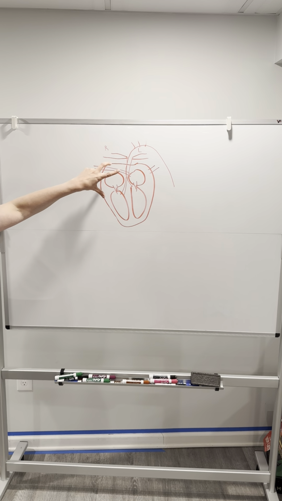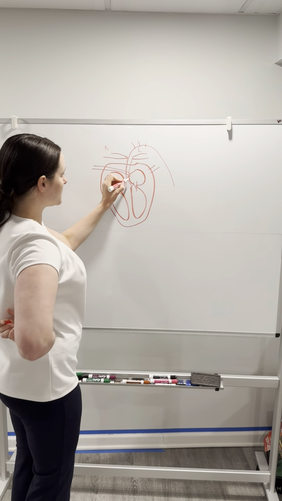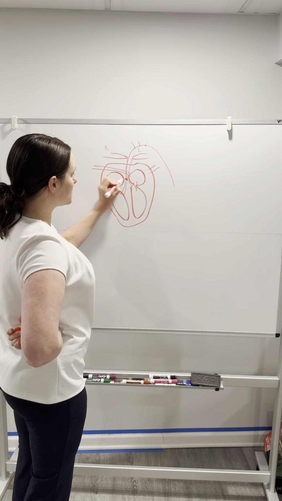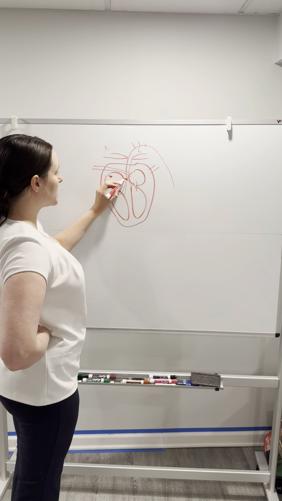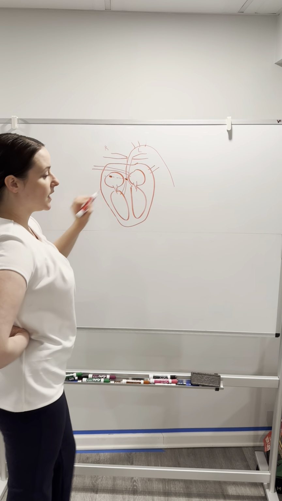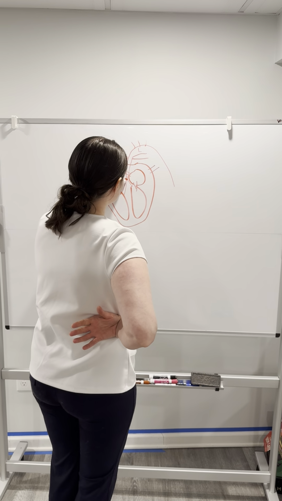Then the impulse spreads across the atria and to the atrioventricular node. It's in the interatrial septum, the space between the atria. So our sinoatrial node is somewhere in the right atrium, then it travels to the atrioventricular node in the interatrial septum. This has a rate of about 50 times per minute if there was no SA node present. Then we have our AV bundle, also known as the bundle of His.